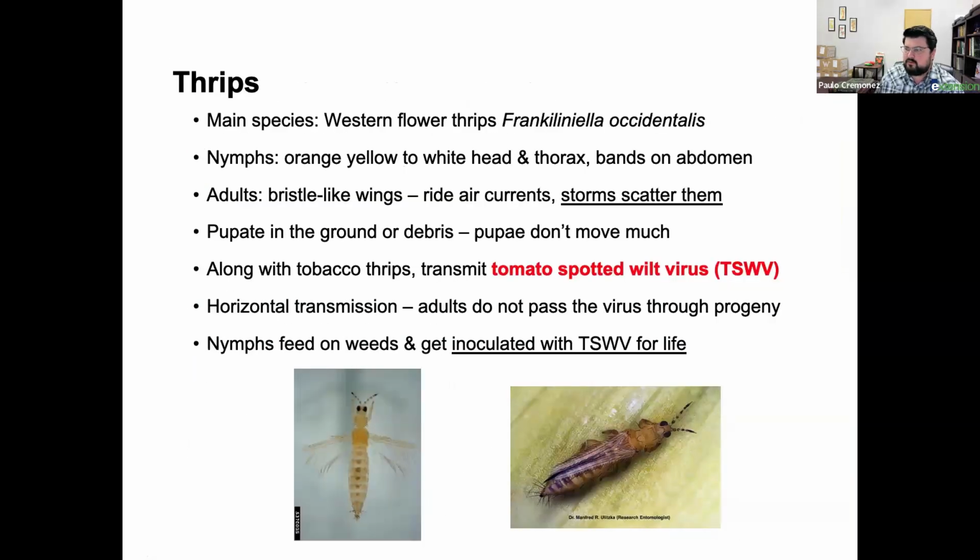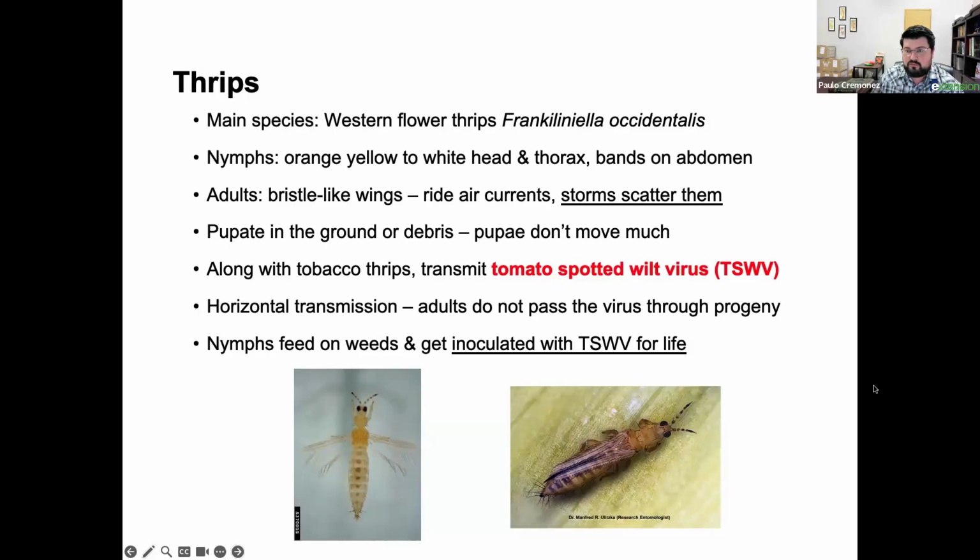Thrips management. The main species of thrips, and some other species will also occur, but what we want to focus on here is the Western flower thrips. The nymphs are orange yellow to white, with the head and thorax, and they have characteristic bands on the abdomen. But usually we do the correct identification in the lab. They pupate on the ground or debris.